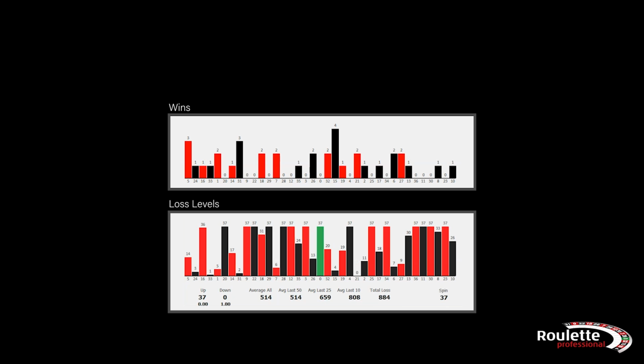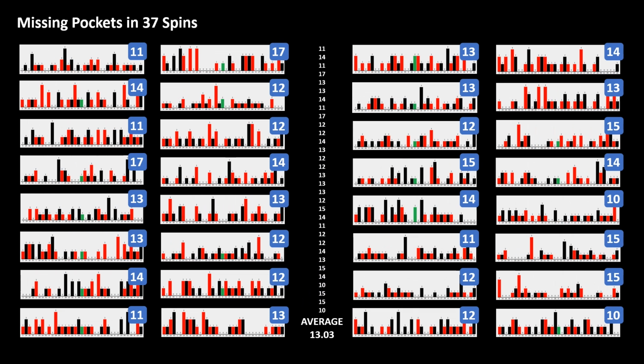If we go back and look at the first 37 spins of the simulation, then you will see at spin 37, there were actually 15 pockets with no wins, 11 pockets with one win, 8 pockets had received 2 wins, a couple of pockets had 3 wins, and the number 15 had 4 wins. To highlight this point, let's have a quick look at a number of examples. You can see the average number of pockets missing from these examples is 13.